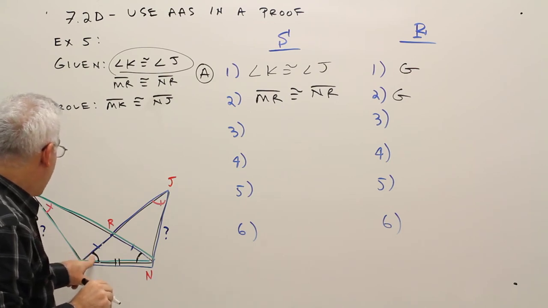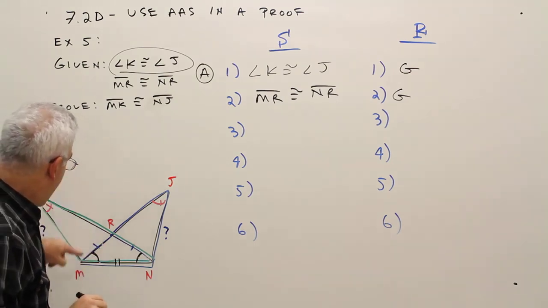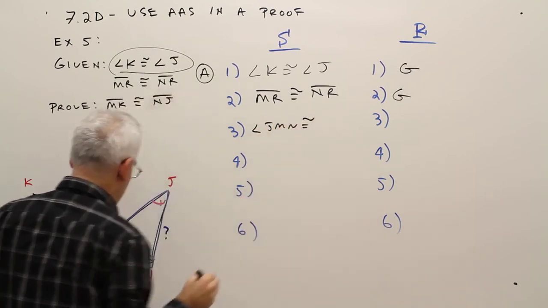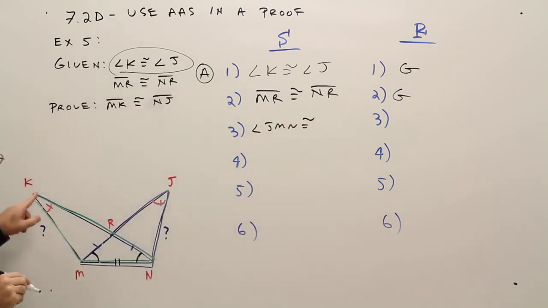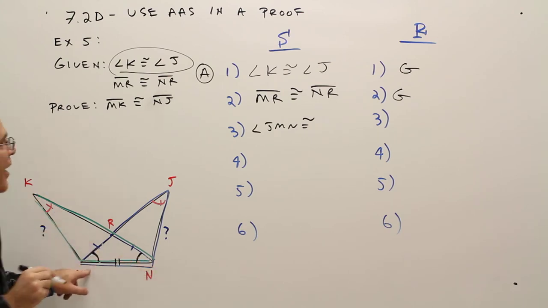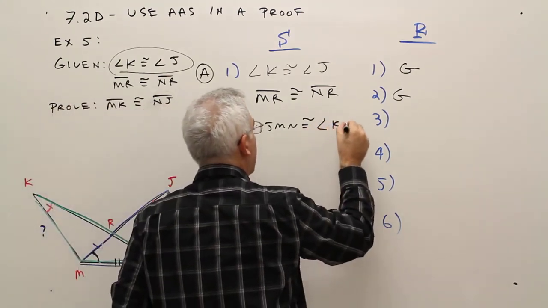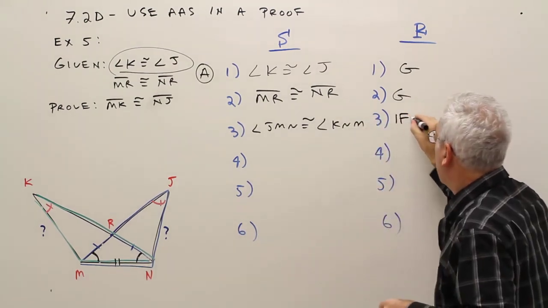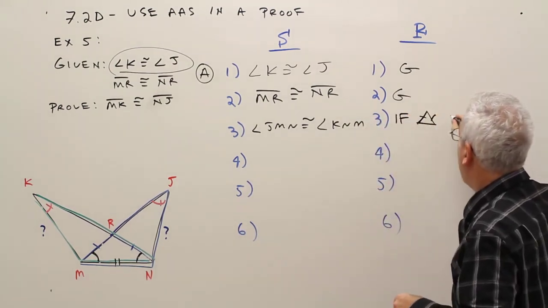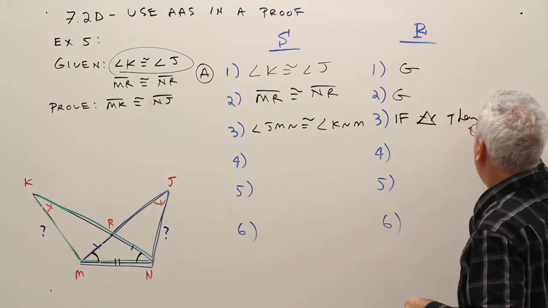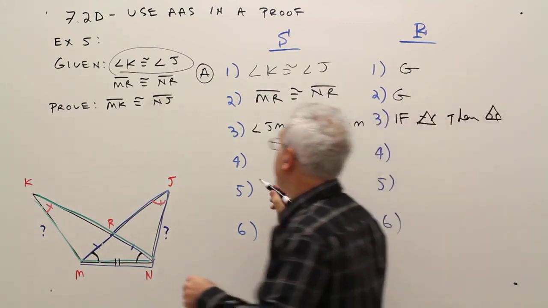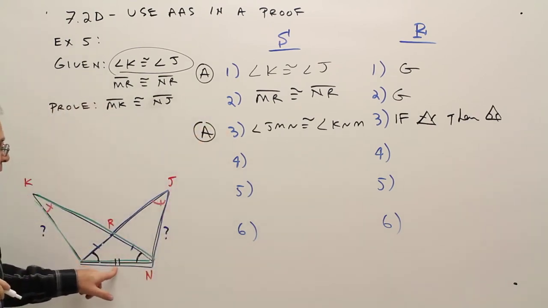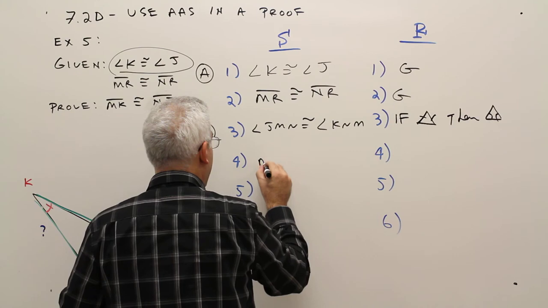So I'll go angle JMN is congruent to angle KNM. And that's going to be this old thing: if sides, then angles. So that's going to be the angle. Then I'll get MN to MN by reflexive.